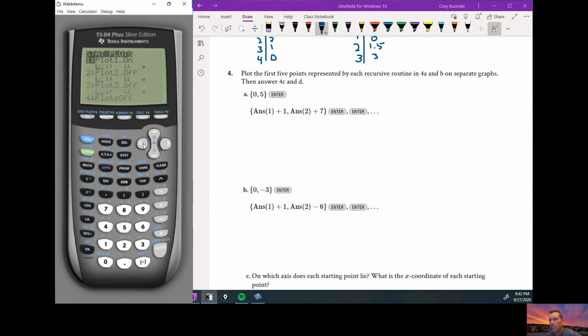I got to set up my second graph a little bit differently here. I'm going to use list 1 and list 3, and I'll use a different looking mark there. Let's go zoom 9 again. There's our second graph. Okay, so we got all that.